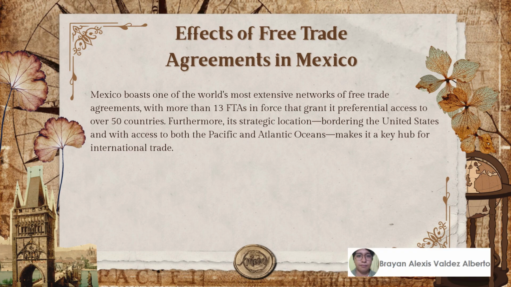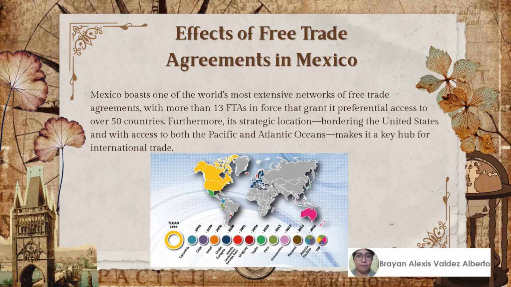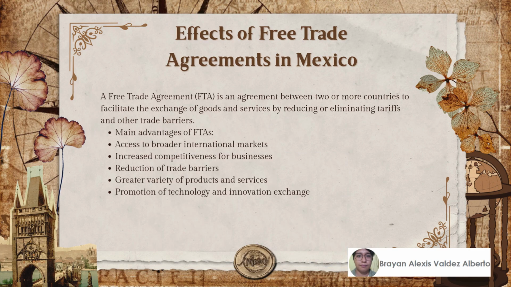Mexico has more than 13 free trade agreements in force, placing it among the countries with the broadest trade coverage worldwide. Its geographic location, bordering the United States and with access to both the Pacific and Atlantic Oceans, makes it a strategic hub for international trade. The most significant agreement is the USMCA, which entered into force in 2020 and replaced NAFTA. This treaty regulates trade between Mexico, the United States, and Canada, its main trading partners.